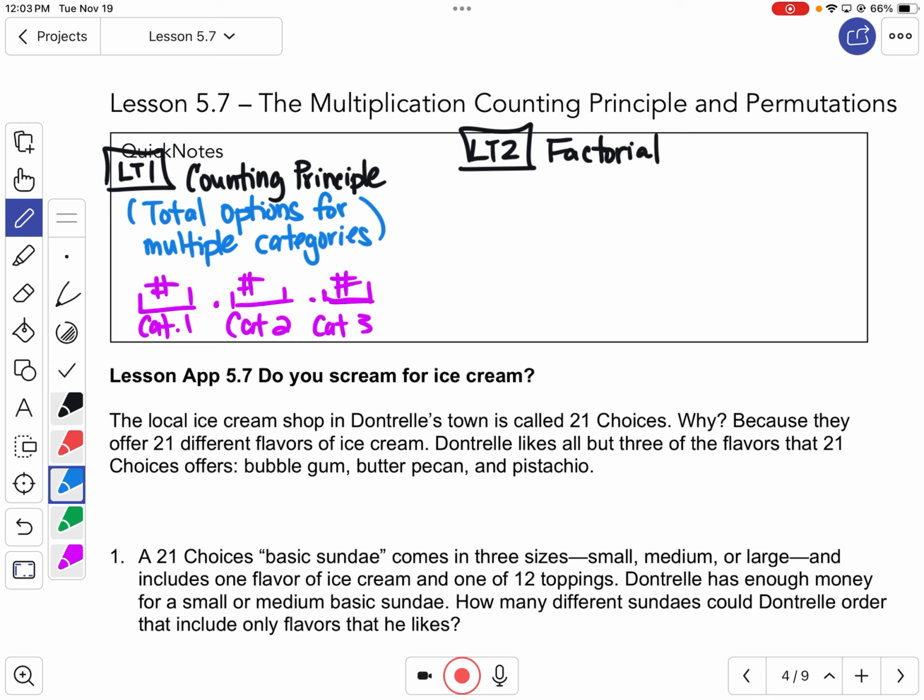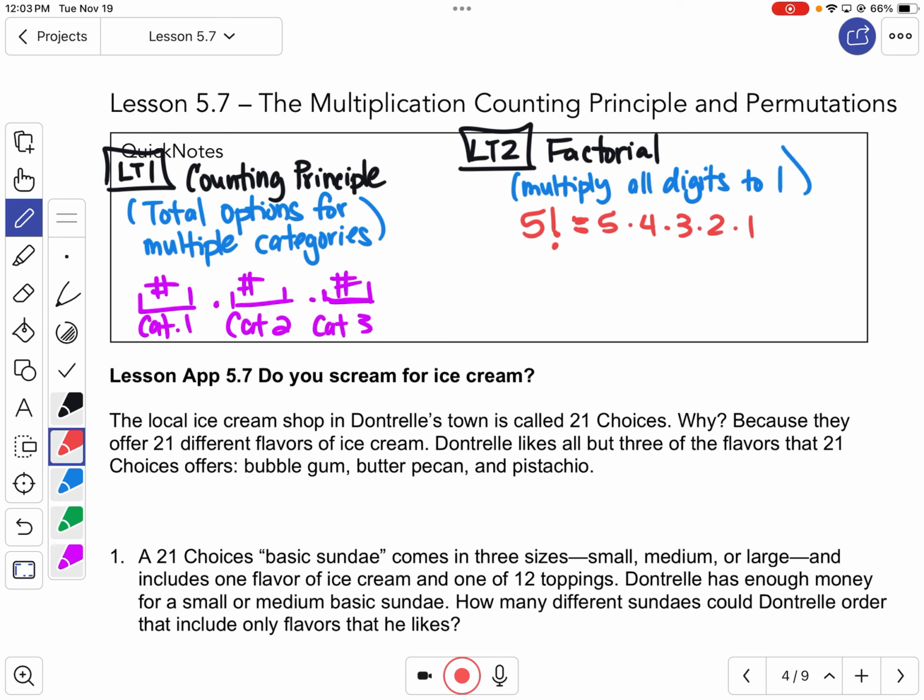Learning target 2 was a factorial. It's like the counting principle. We're going to multiply all digits down to 1. So if I had 5 factorial, that would be 5 times 4 times 3 times 2 times 1. That's all that means. The only reason you would need to know that is if you saw that exclamation point somewhere. Most of us just fill in the categories and multiply. Treat it like the counting principle.